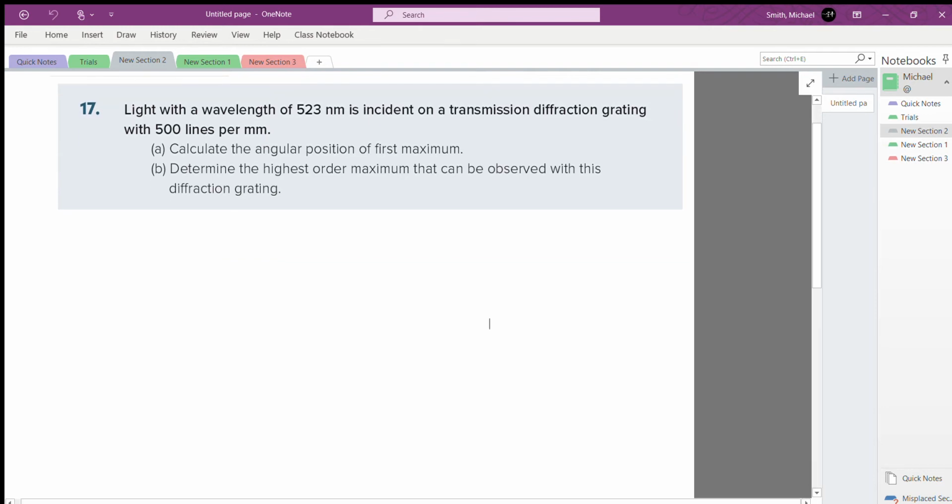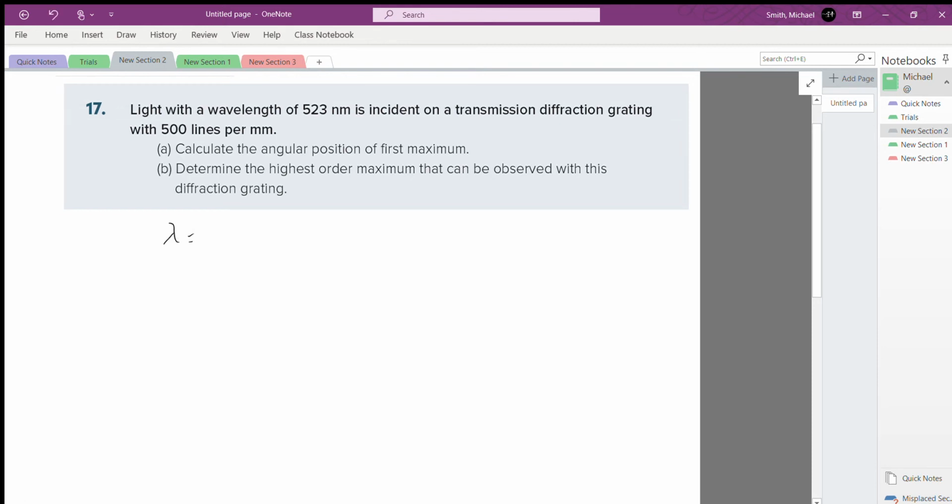may as well write down all the things we know and all the other calculations we need to do before we can even start. Here the question is telling us that the wavelength is 523 nanometers. That's probably worth writing down to begin with. Now 500 lines per millimeter, that tells us how many lines there are per millimeter of the transmission diffraction grating. What we need is the spacing between one of those.